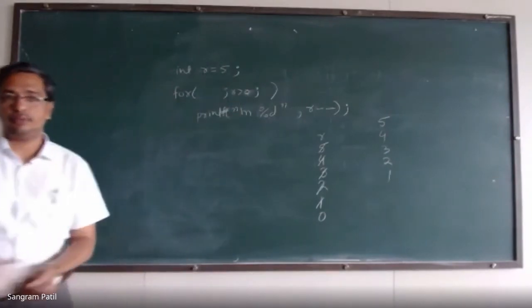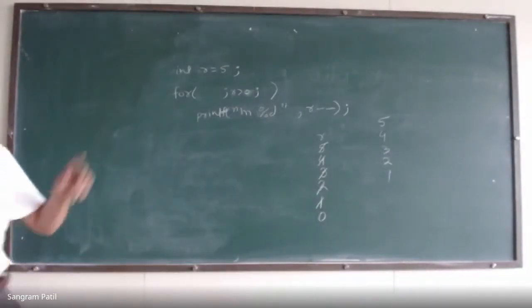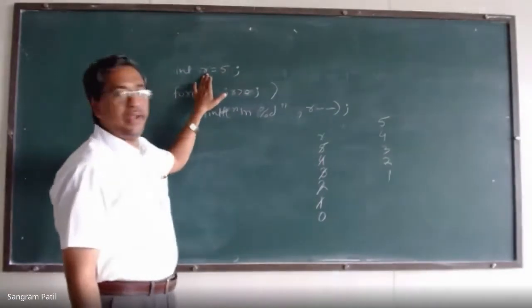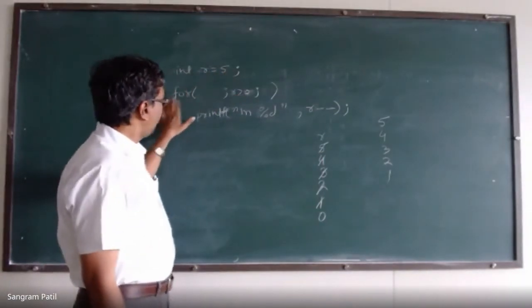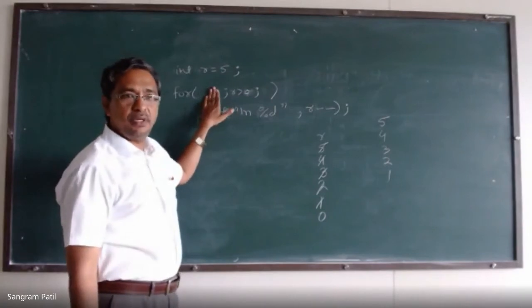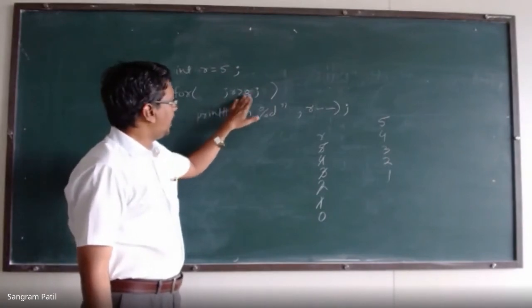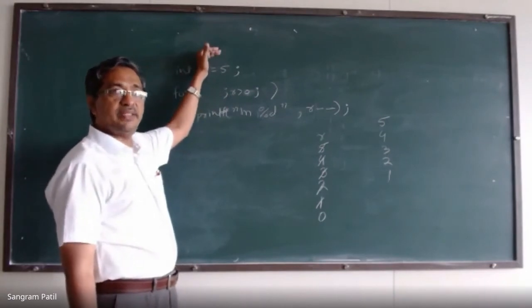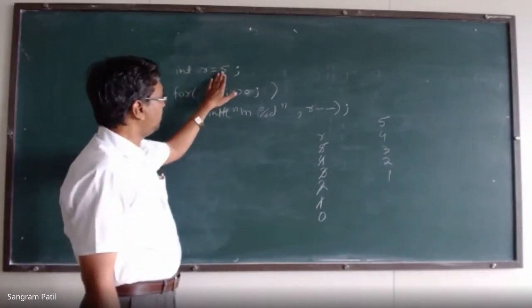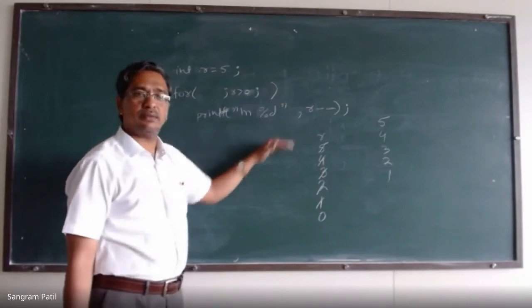This is also possible. So integer R equal to 5, we declare variable R and give the initial value as 5. For expression 1 is missing, semicolon, R is greater than 5. So whatever value of R before the for loop, it takes as the initial value. Initial value of R is 5. Greater than 0, yes. This will go.